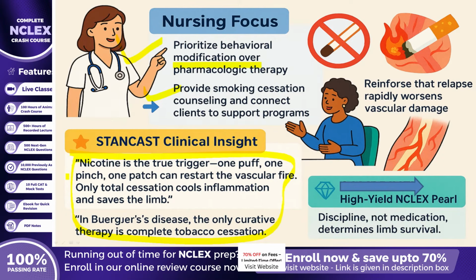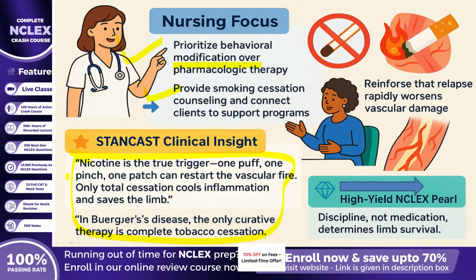And shifting into a high-yield examination focus, Stancoast High-Yield NCLEX Pearl. Finally, keep this golden pearl in mind. In Buerger's disease, the only proven therapy is total tobacco cessation. All other interventions are supportive. Discipline, not medication, determines limb survival.